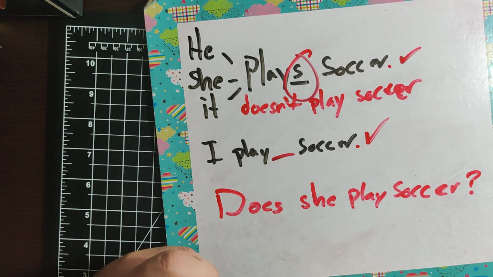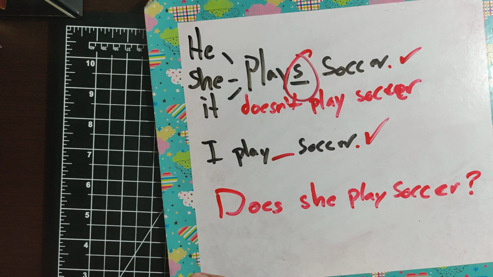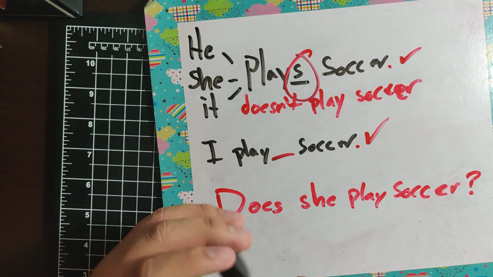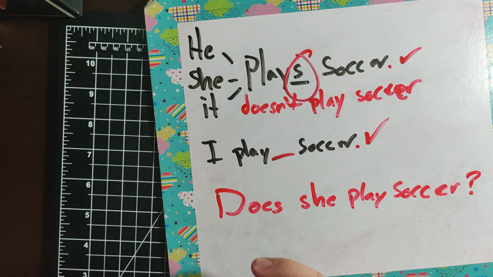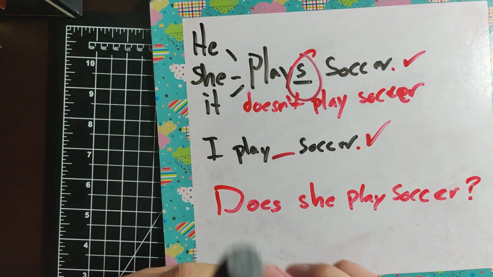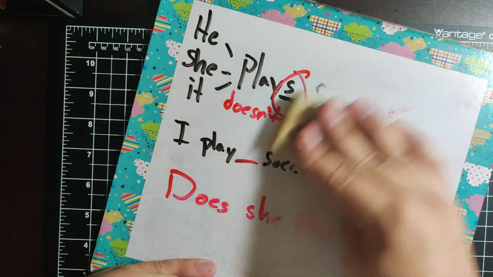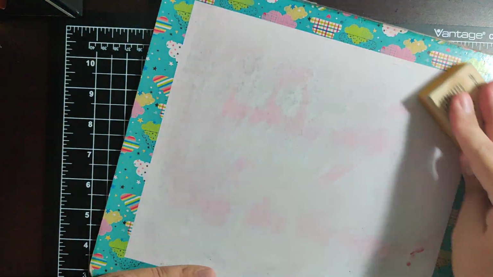And that's it. He plays soccer. She doesn't play soccer. It doesn't play soccer. Does she play soccer? And you answer with yes, she does. No, she doesn't. So keep this in mind. Okay? And that's it. That's simple present.